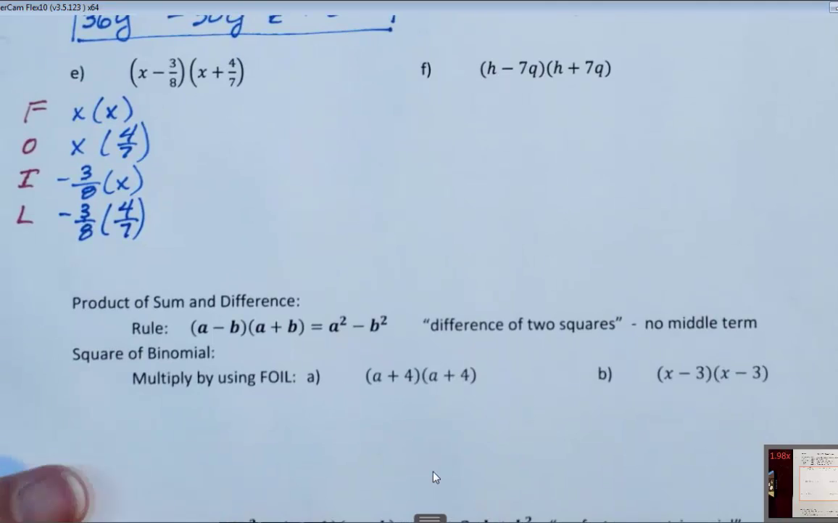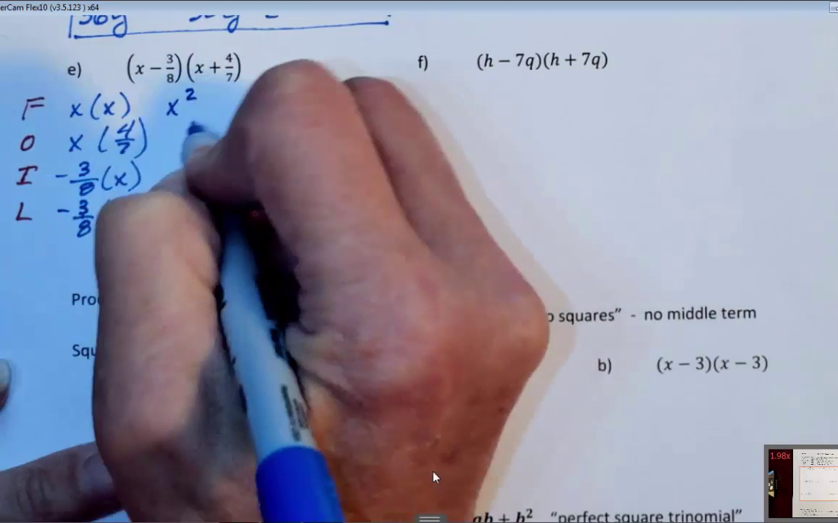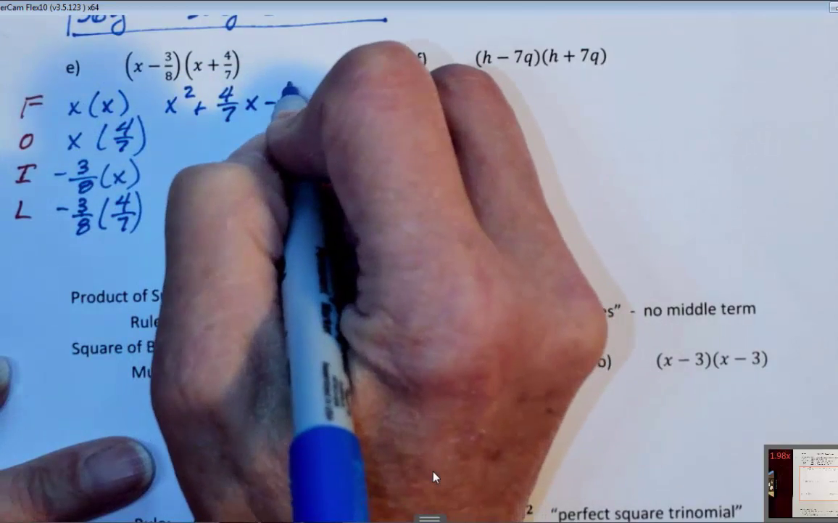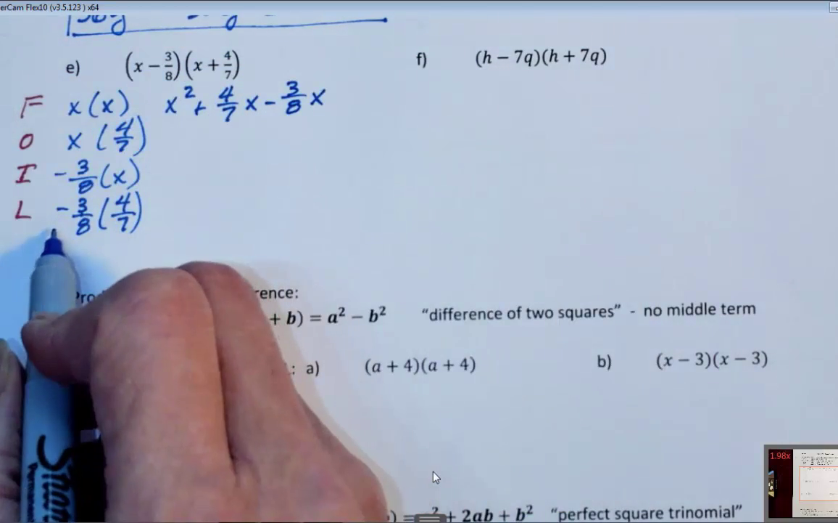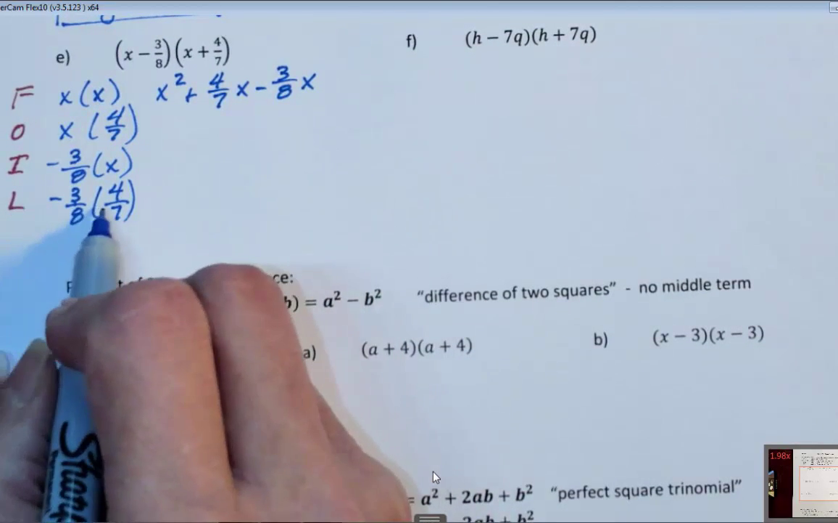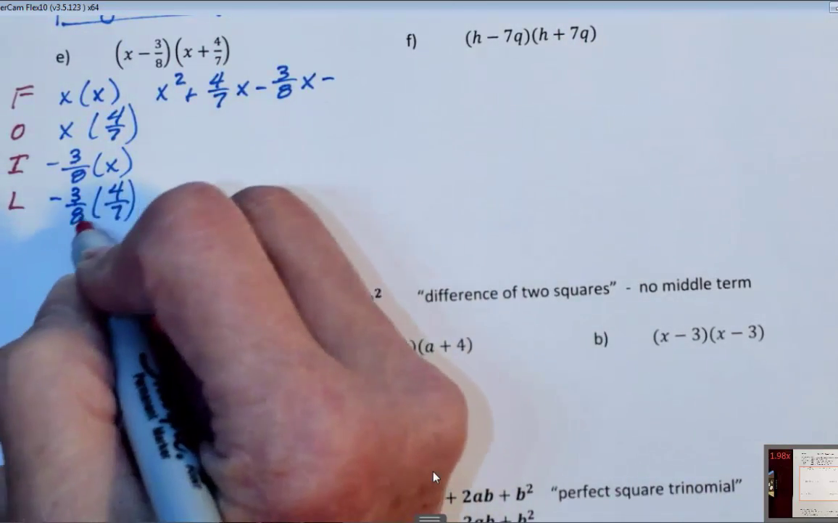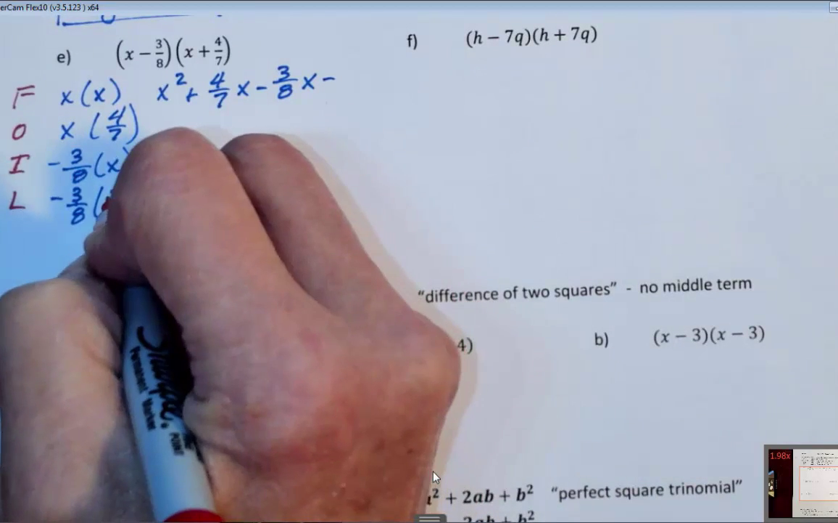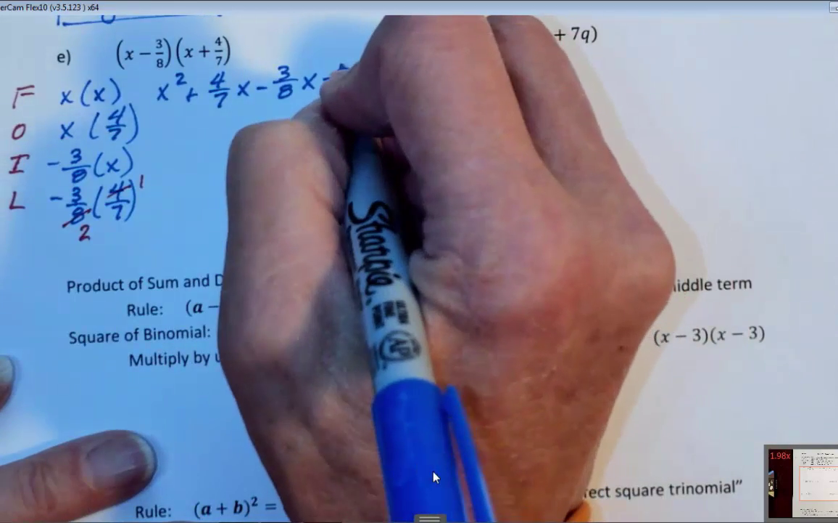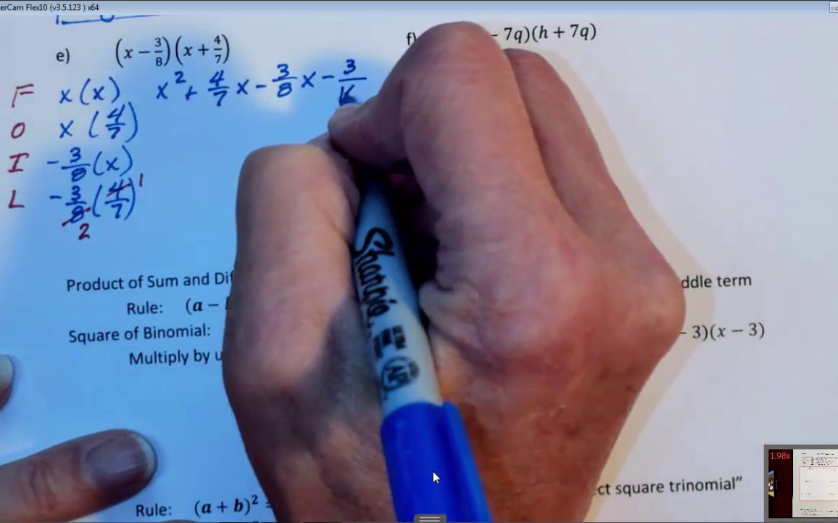Now I need to play around a little bit with this. So what do I end up with? I have x squared plus, I'm going to put the 4/7 in front of that x, minus 3/8 x. And here I'm going to end up with negative something. I'm noticing that I have a common factor here between my 4 and my 8. I have a common factor of 4. So 4 goes into 4 once, 4 goes into 8 twice. So simplifying that, I end up with negative 3 times 1, over 2 times 7, which is 14.